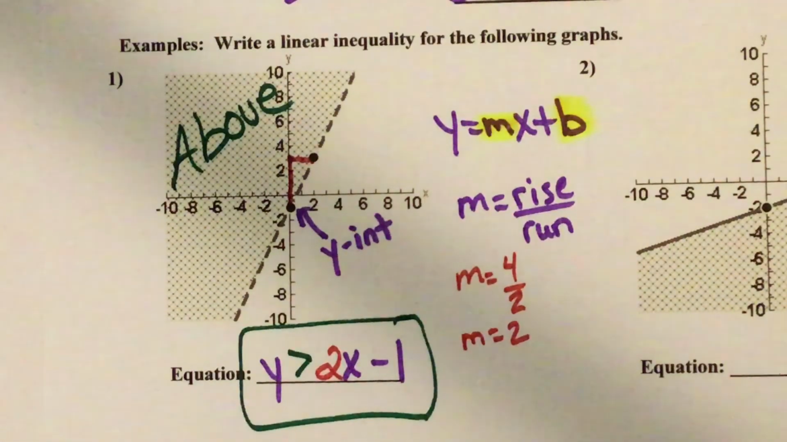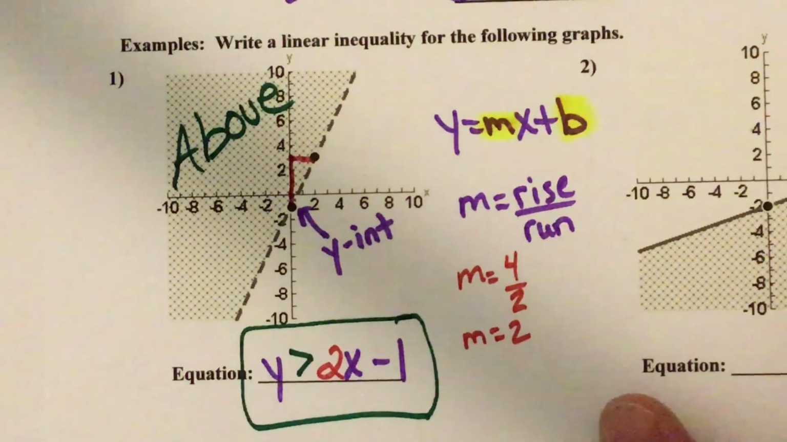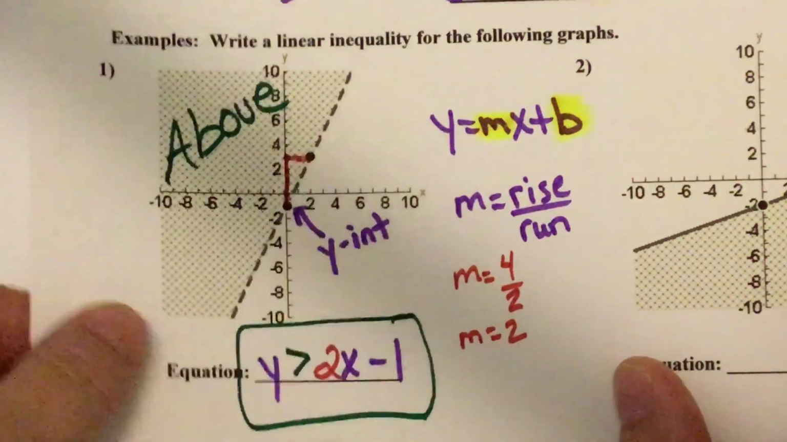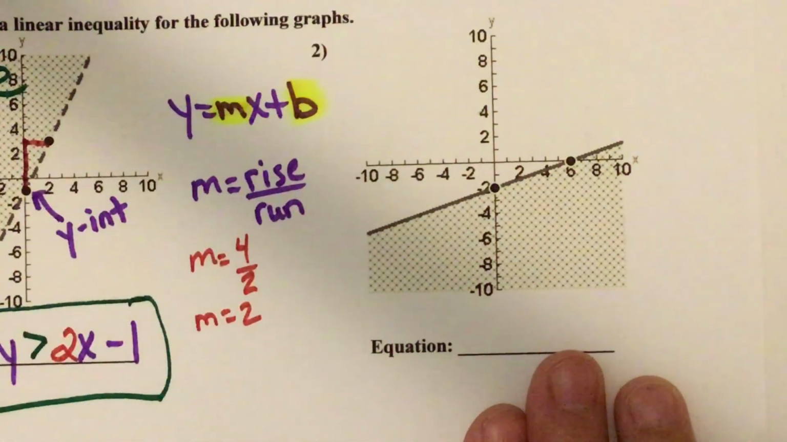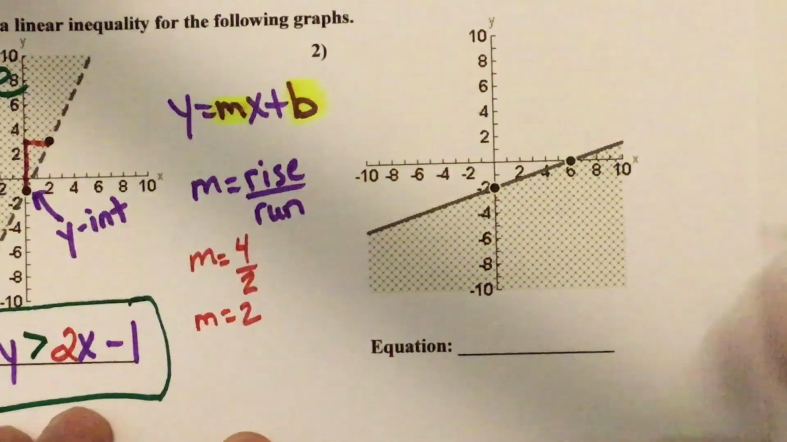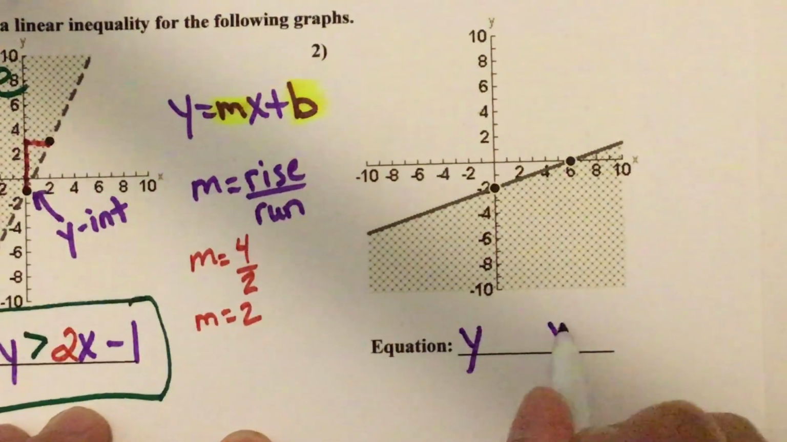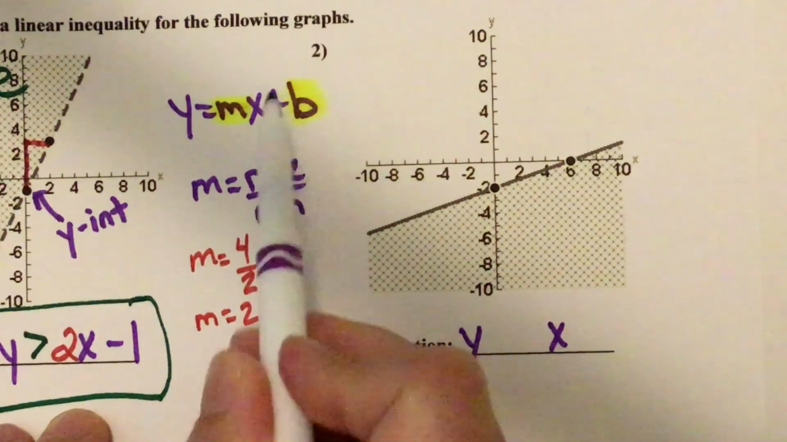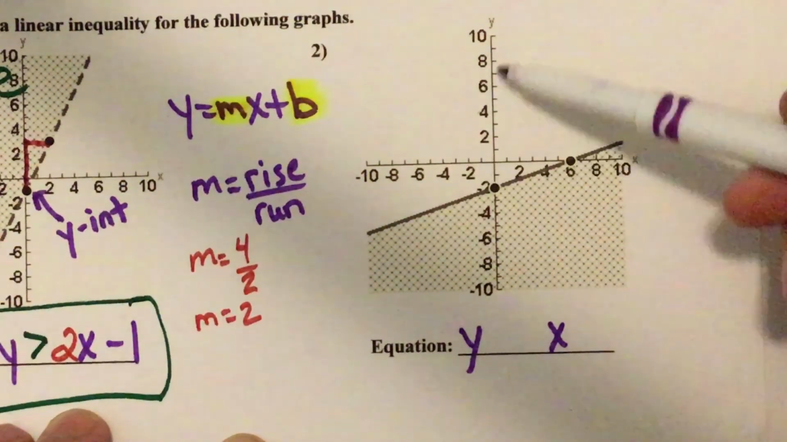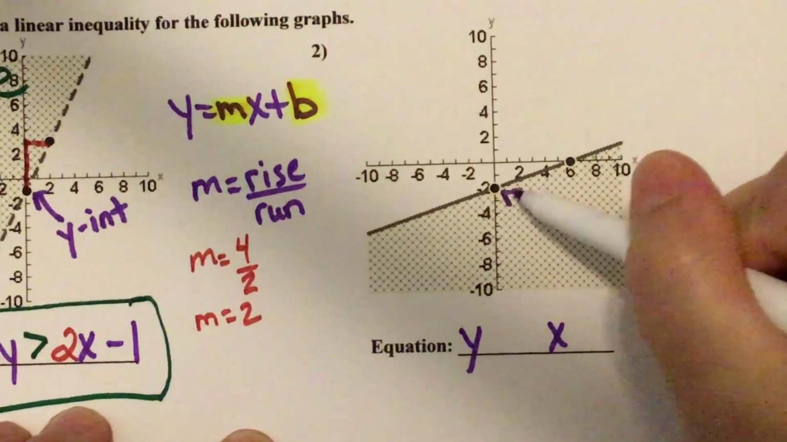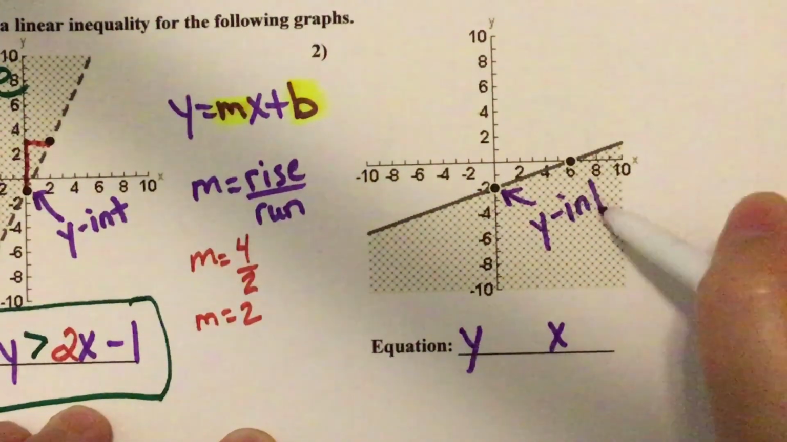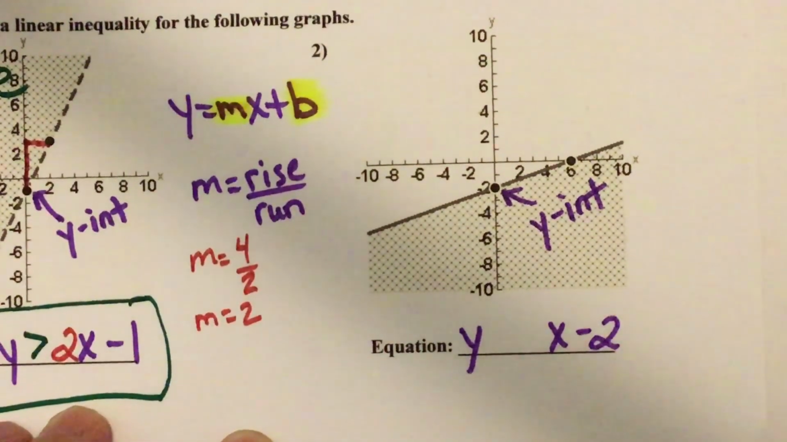Not so bad. All right, let's look at number 2. It's diagonal, so we're going to do the same thing. All right, we need to figure out the slope and we need to figure out the y-intercept. So I'm going to go ahead and get my y and x in there. Let's figure out the y-intercept first. Where does the graph touch the y-axis? At -2. Okay, so we put -2 behind the x because that's the y-intercept.